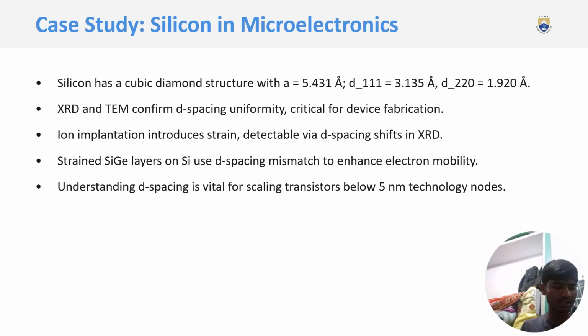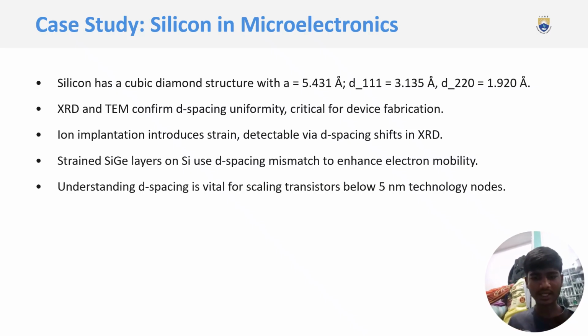Ion implantation introduces strain, detectable via d-spacing shifts in XRD of strained layers.